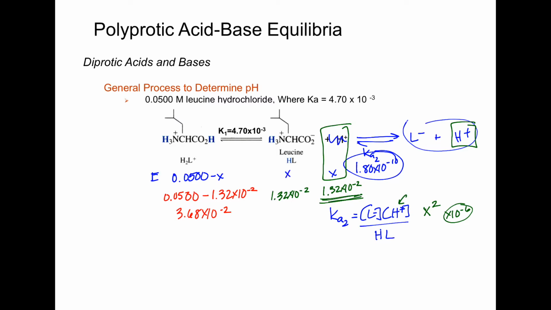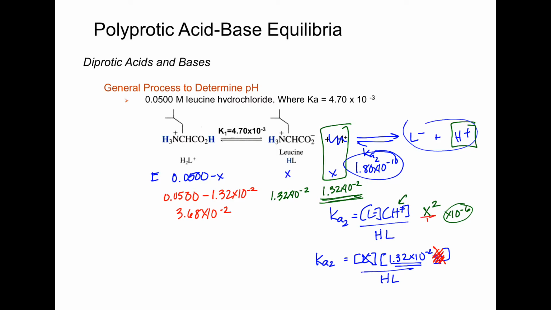So what we could do, in a perfect world, we would say that Ka2 is equal to L minus, and then the hydrogen concentration is 1.32 times 10 to the minus 2 plus x, and this would be x2, and this would be HL, and then we would solve for x, but that gets really complicated. And like I said, this number here is going to be much bigger than the x. So it's easier if we just say that plus x and minus x would not matter here, and we just get rid of this. So that cleans up our math a little bit.